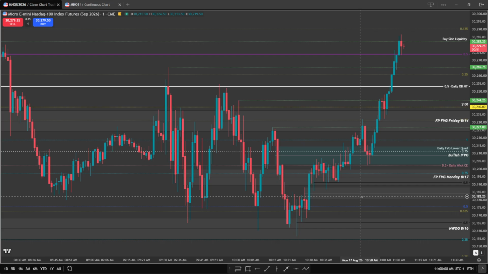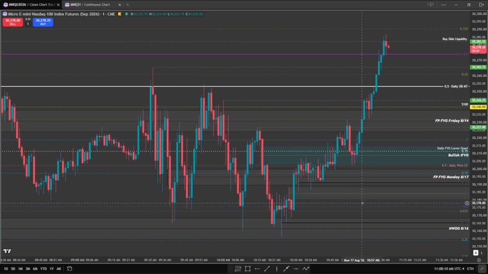And then once we got a body closing above this inversion fair value gap, I said that I would feel really confident in this high getting taken. We got a body above it. We went and took this minor buy side and then came down and souped out people trying to go long with tight stop losses. We souped them out.